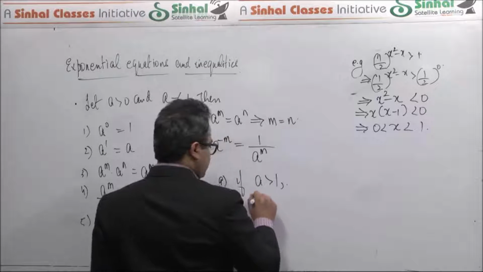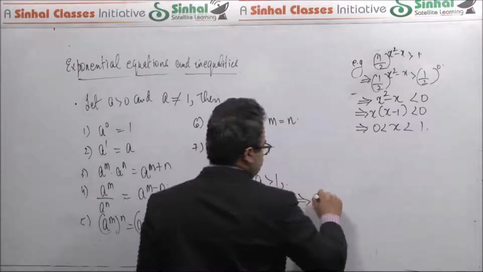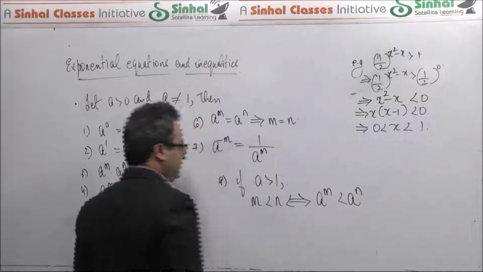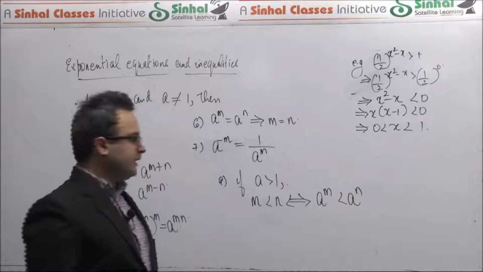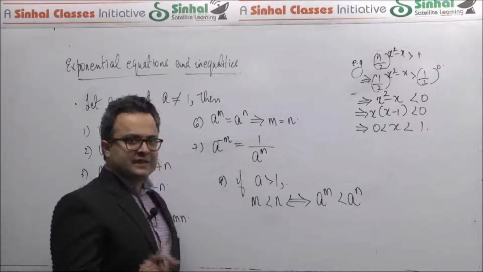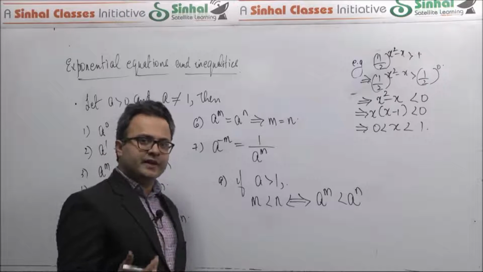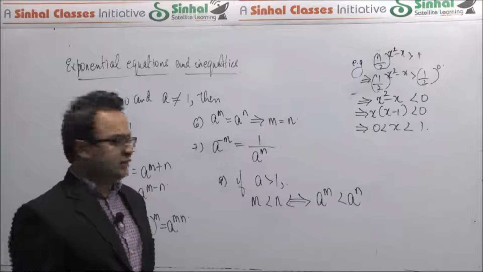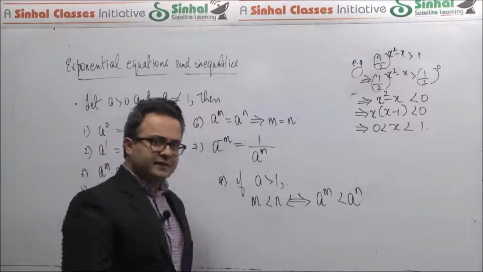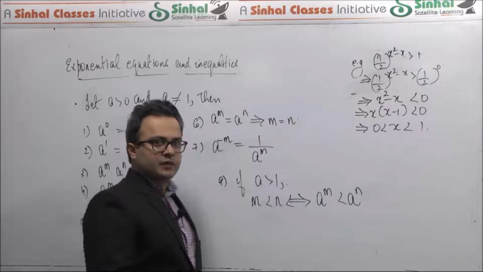So for m being less than n, what you can say is that if a is greater than 1, then m less than n will also imply that the value of a raised to m must also be less than a raised to n. And conversely, if a raised to m is less than a raised to n, I can say from there that m must be less than n, assuming that a itself is greater than 1.